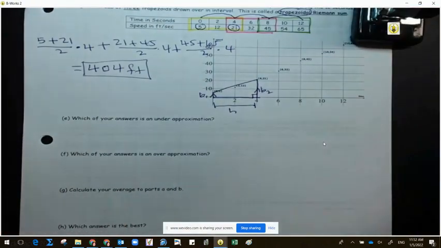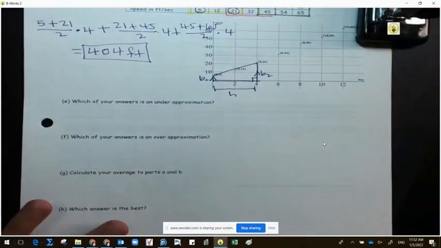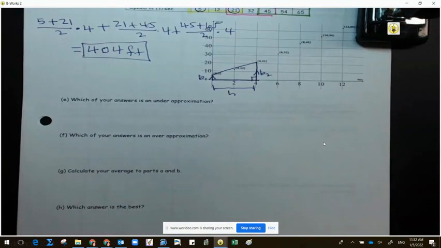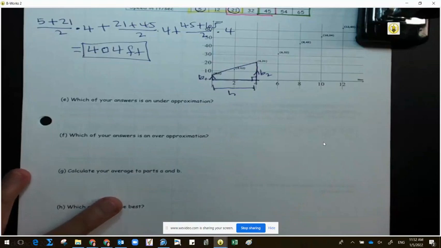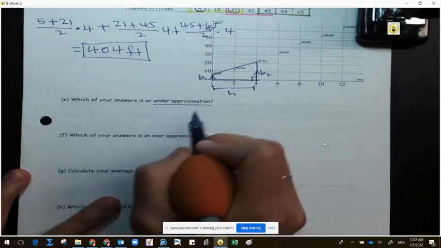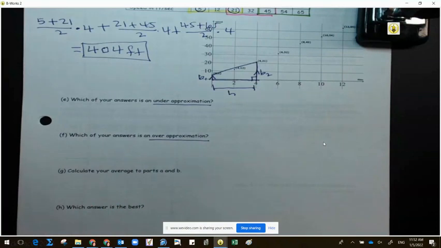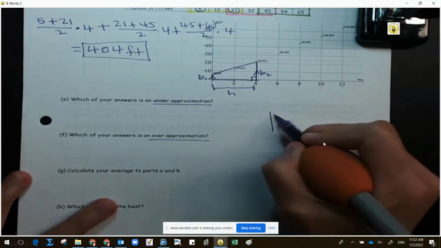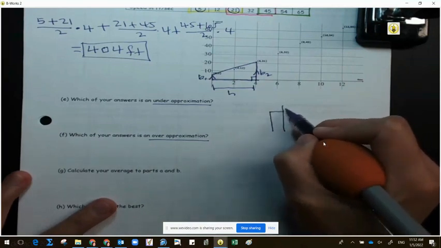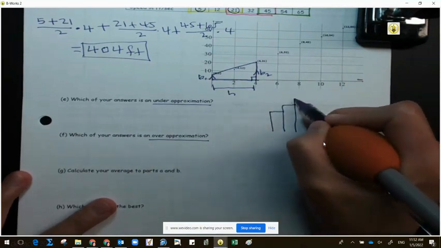In the meantime, let's do E and F at the same time. So Lily, let's read E and F. Which of your answers is an under approximation? And which of your answers is an over approximation? And when we say under approximation, when drawn a curvature line, is it less than that amount or over that amount? And I want to do this visually.